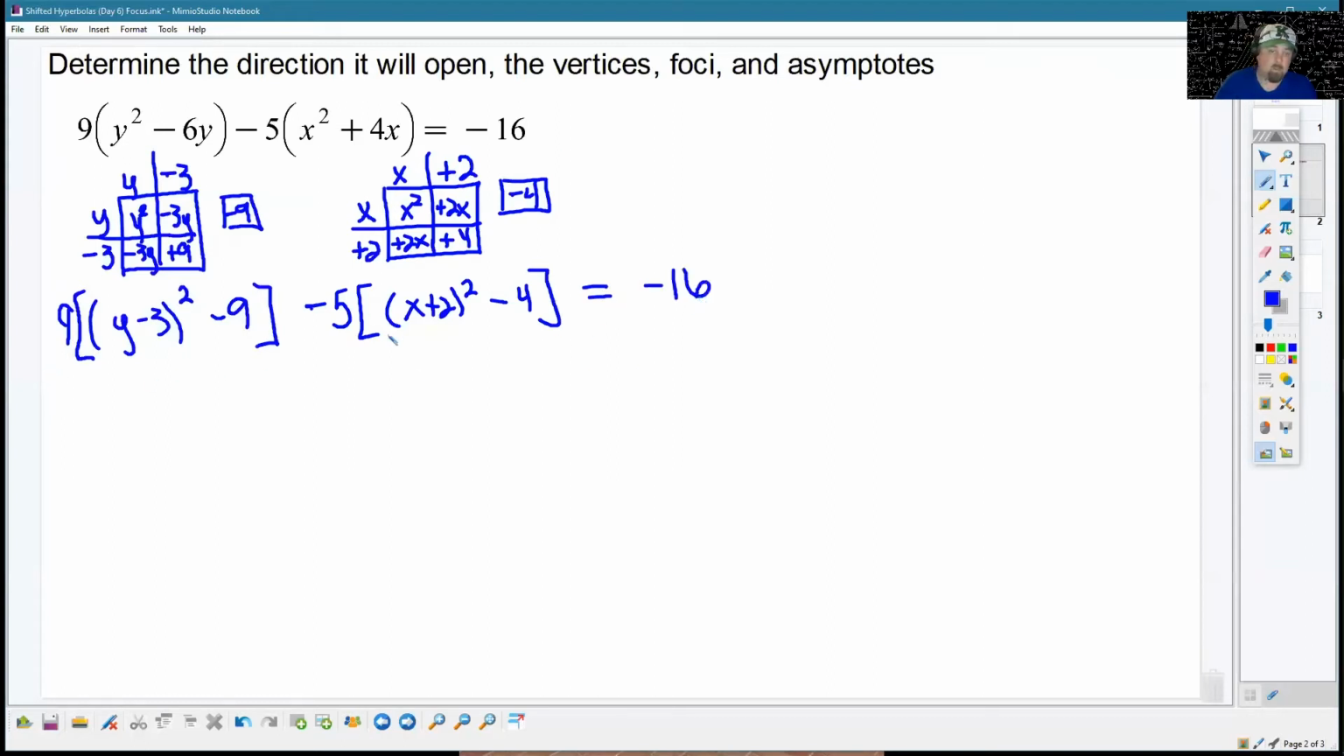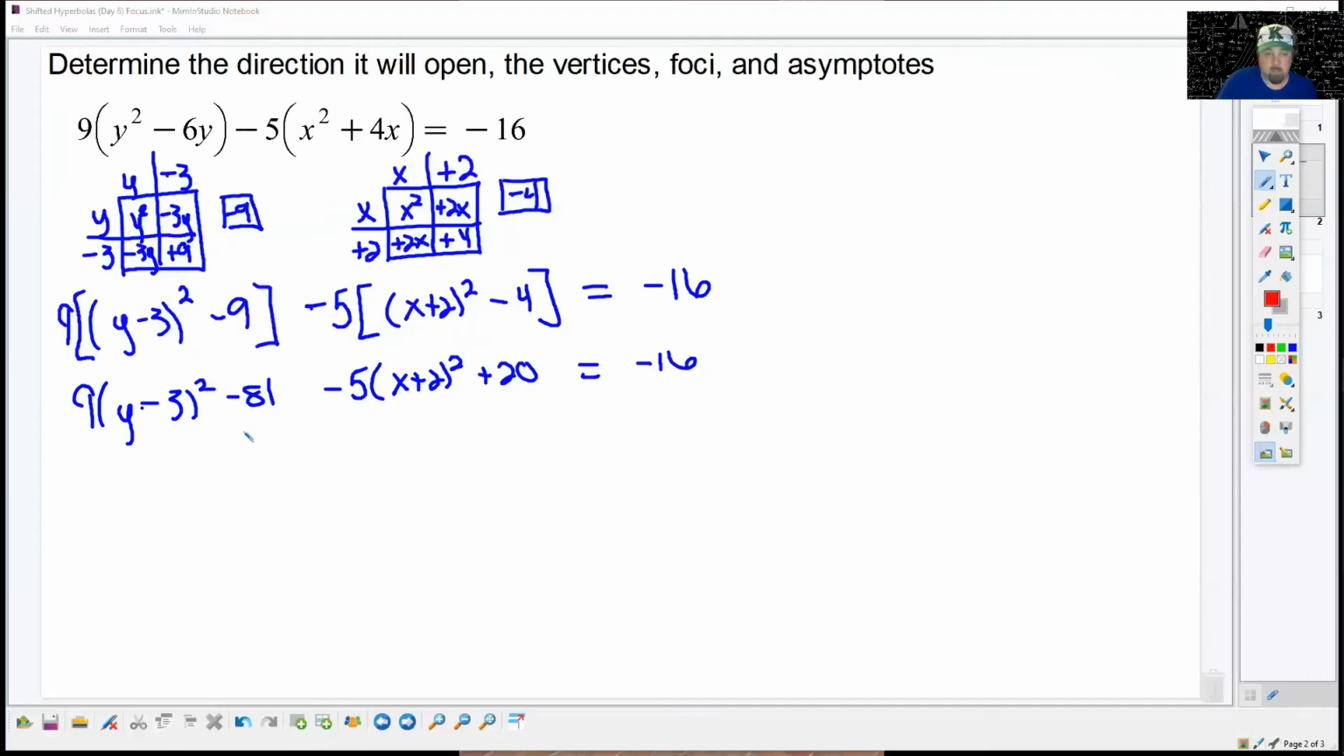So now we're at the step where we can distribute and start moving everything around, because we'll eventually need to get this number out here, this negative 16, equal to 1, so we can find our A, B, and C values to find our points. So let's distribute the 9. So we're going to get 9 times y minus 3 squared, and 9 times 9, that's 81, minus 5 times x plus 2 squared. Negative 5 times negative 4 is positive 20, equal to negative 16.